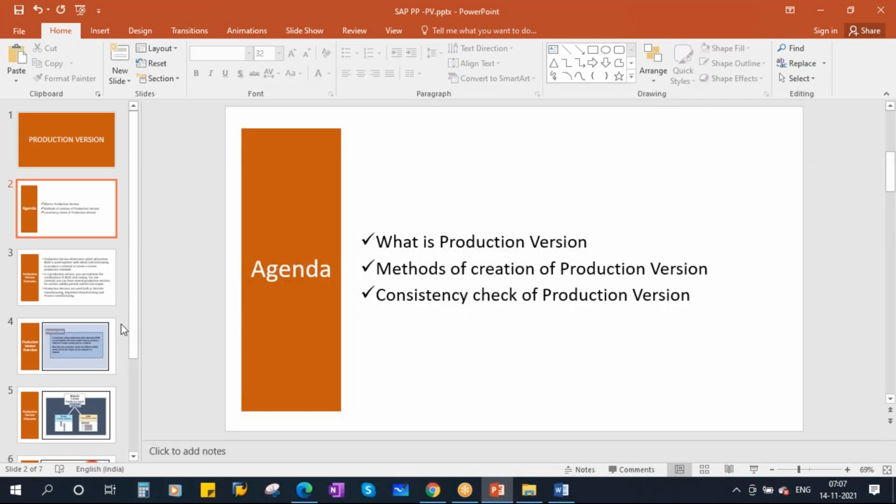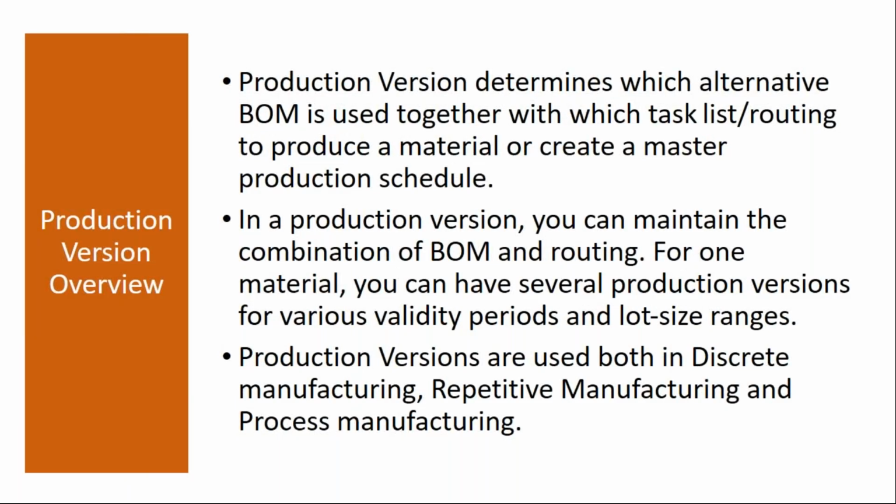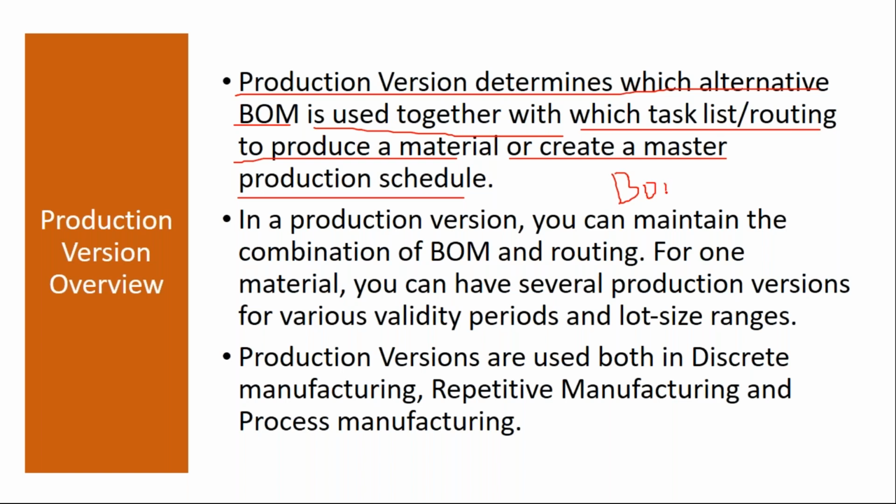So basically, what is production version? A production version determines which alternate BOM is used together with which task list or routing to produce a material or create a master production schedule. So production version is basically the BOM and the routing we created in the previous classes. It is a combination of these two. You club your BOM and your task list, and task list is nothing but routing, in the production version.